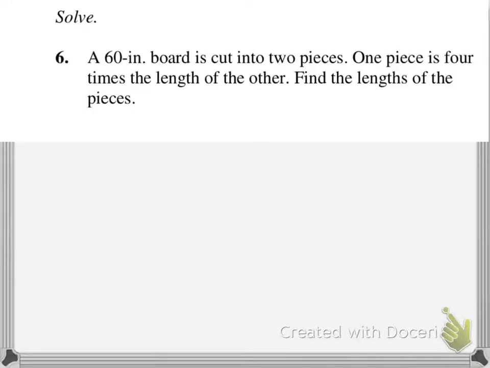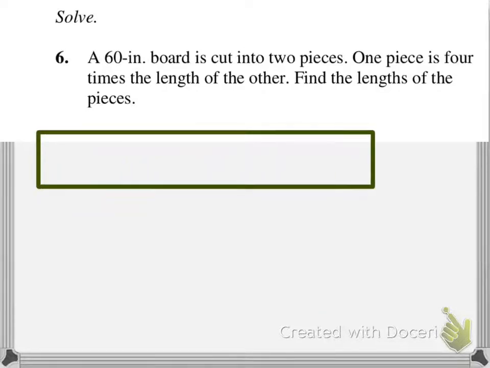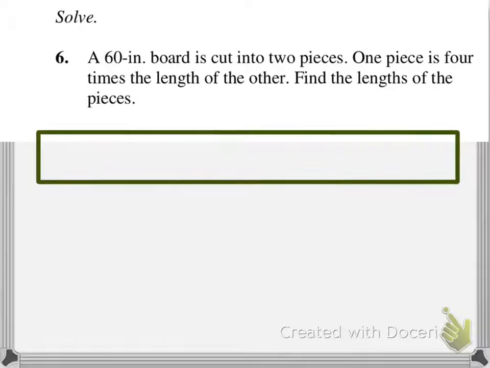So let's look at our first problem. We have a 60-inch board that is cut into two pieces. One piece is 4 times the length of the other. Find the lengths of the pieces. I'm going to start off by just drawing a picture. It is a rectangle. Now we are going to cut this into two pieces. I'm going to assume that they're not equal, so I'll just make one much smaller than the other.